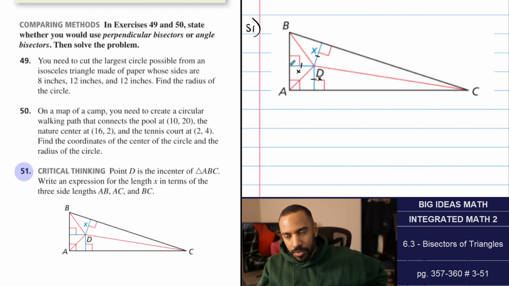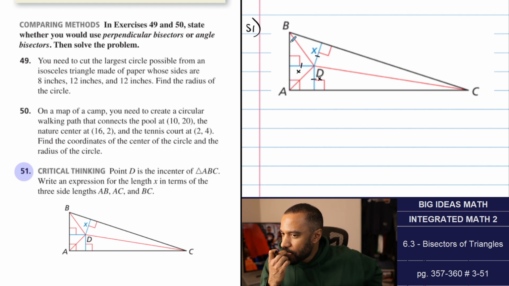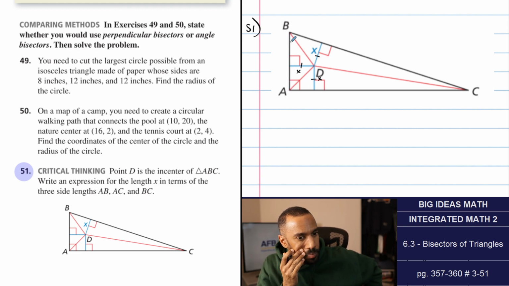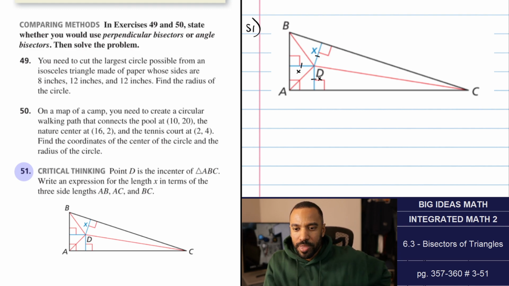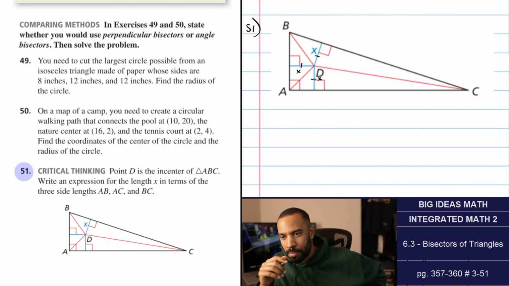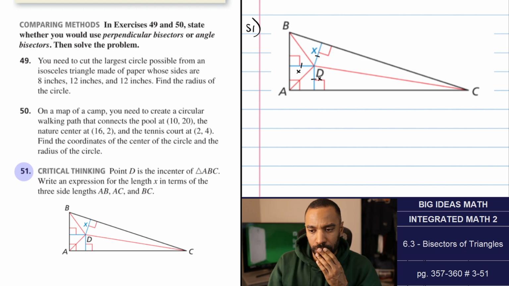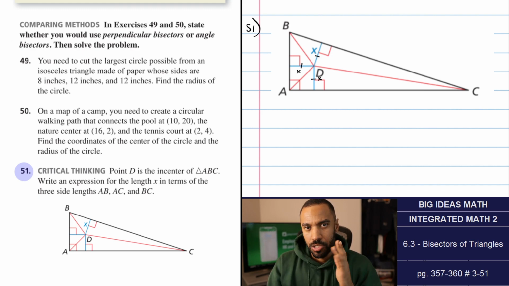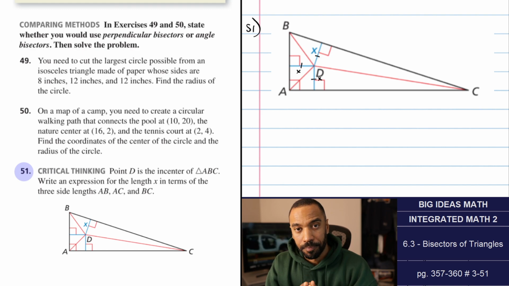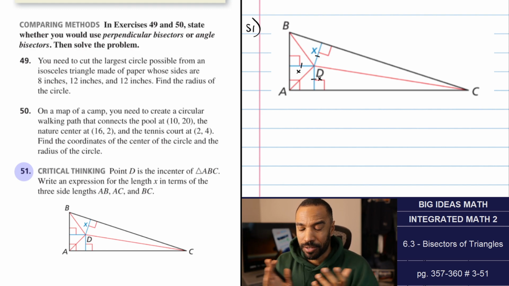AB. I was going to use Pythagorean theorem, but they said AB, BC, and AC. They're talking about the side lengths, not the middle parts there. I'm pausing and thinking about it because I'm running out of recording space. Okay, so here's the best answer I can think about for now. I was thinking Pythagorean theorem. Maybe there's something there. I can't think about it.